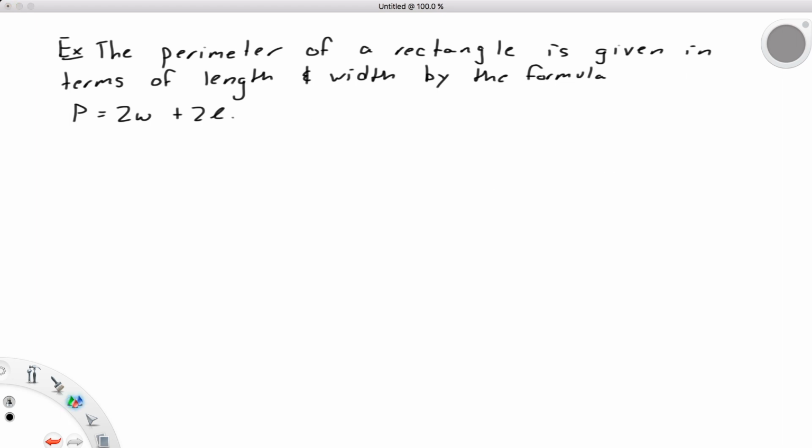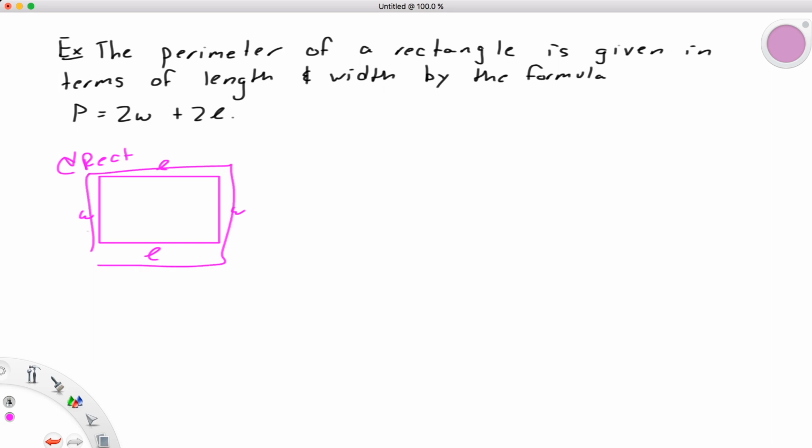Right? And this really makes sense because we know what a rectangle looks like. A rectangle is going to look something like this, where we have two sides that are the long side, we call those the length. Two sides that are the shorter side, we call that the width. And so the length of the whole way around this is going to be, well, we pass L twice and we pass W twice, so 2W plus 2L. So that really does make sense.